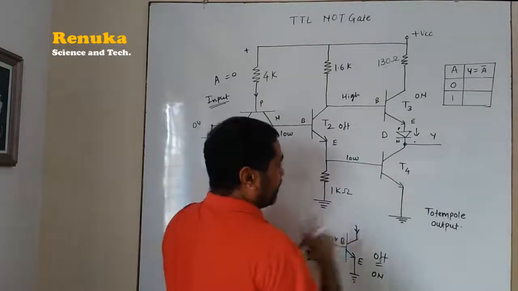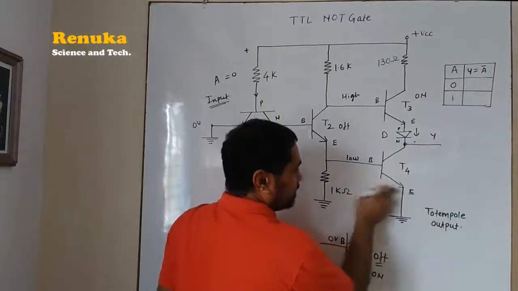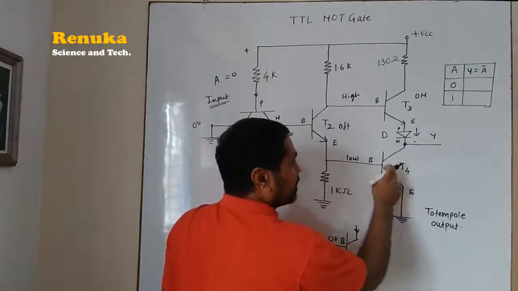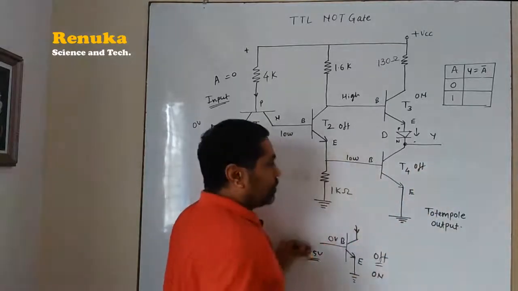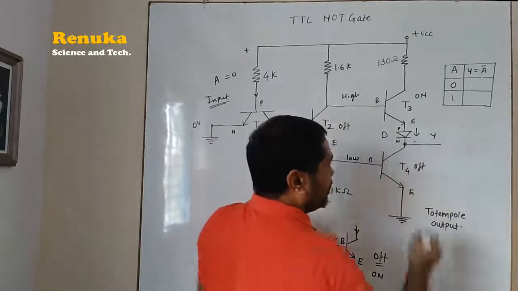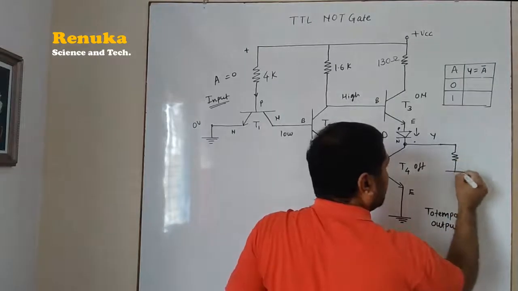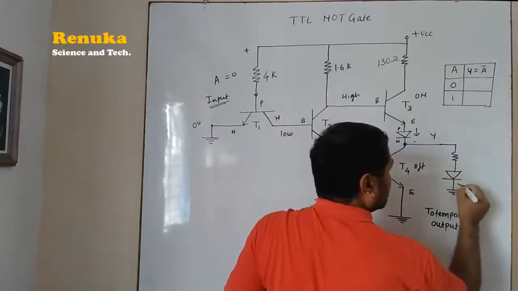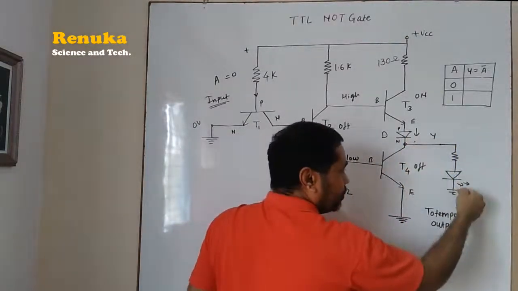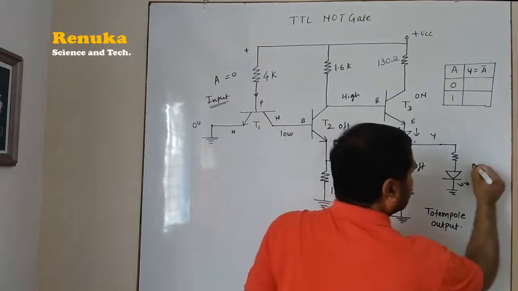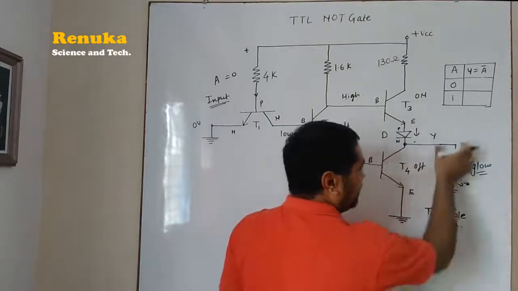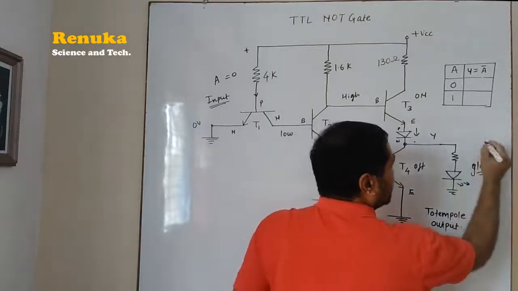What about T4? Here the base to emitter diode is getting low voltage, so it will be reverse biased. If it is reverse biased, this transistor will be off. So the current will not sink towards ground; it will drop here. So if you connect a resistor and LED at the output, you can see this path is off, so all the current will pass through the LED. So this LED will glow, and if the LED glows, it indicates that there is a high voltage at the output. So the output is considered as logic 1.